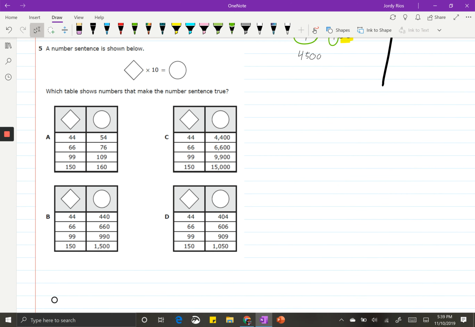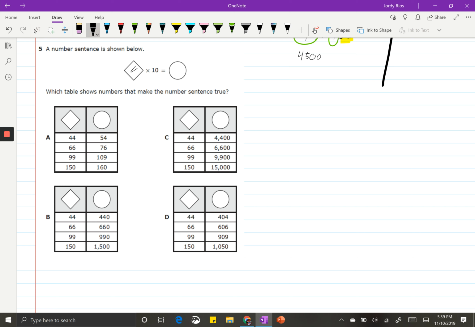Okay, so a number sentence is shown below. Diamond times 10 equals circle. So diamond, anything here, times 10 will equal this number. Which table shows the numbers that make the number sentence true? All right, so that means I have to multiply my diamond times 10 to get my circle. So I have to make sure everything matches correctly. So it looks like everything is the same, so all we have to do is find out whether their circles are correct.